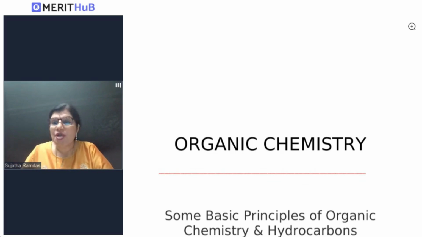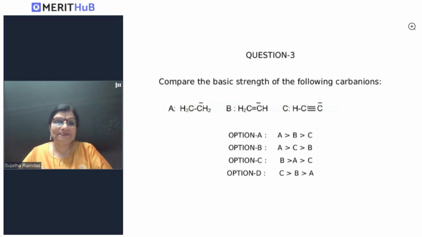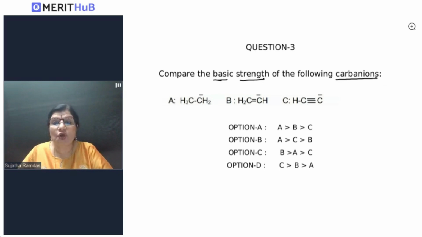Let's move on to question number 3. Compare the basic strength of the following carbanions. 4 options are given. The correct option will be the one which gives you the correct decreasing order of the basic strength of these 3 carbanions.